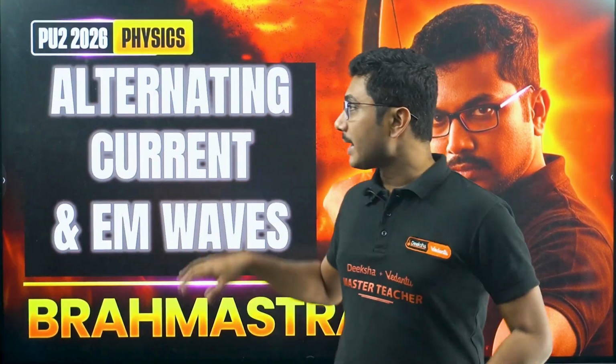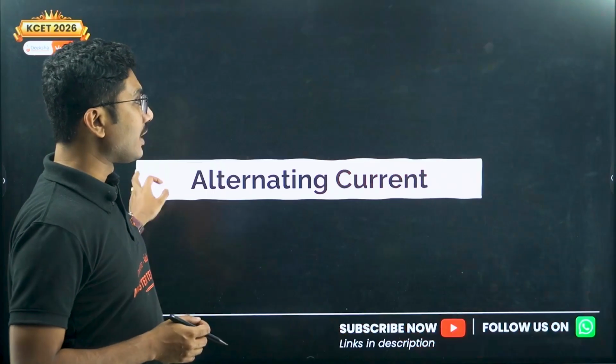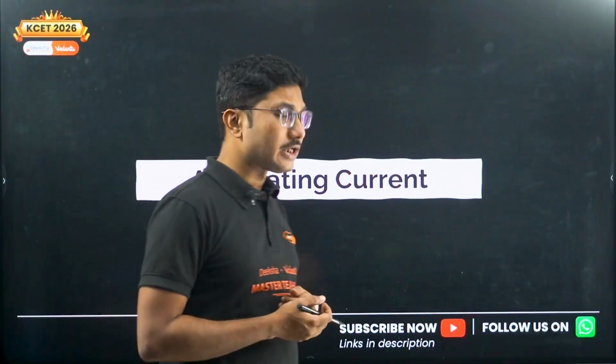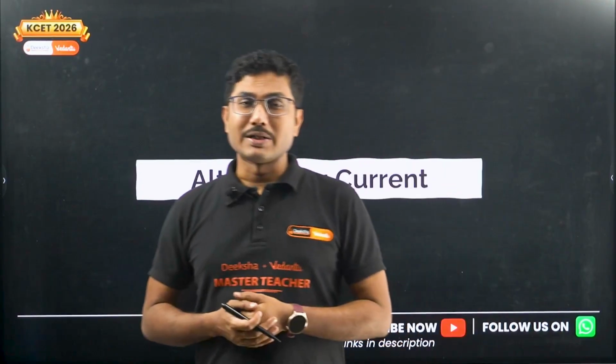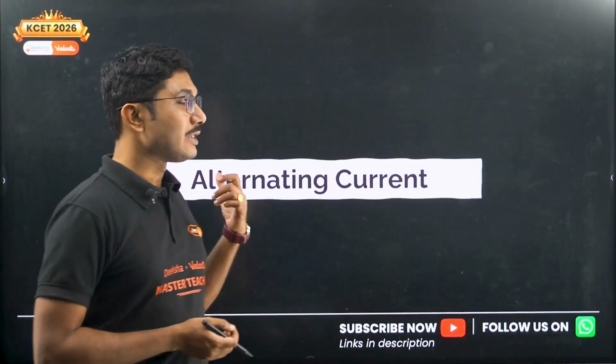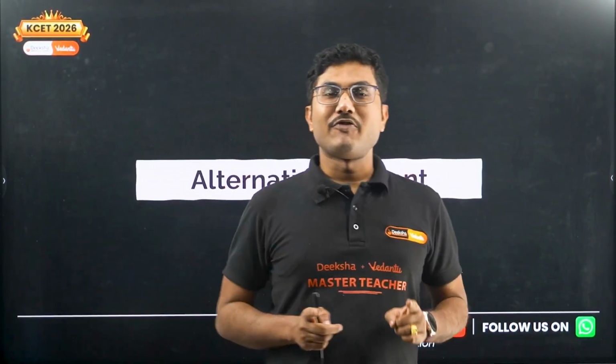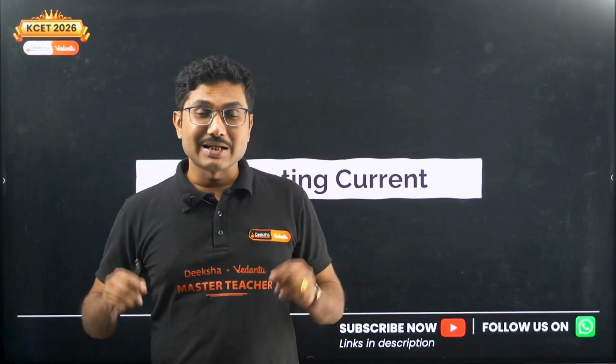Also you should remember that from the chapter alternating current you are going to get one full 5-mark question, and according to the past few years' trend as well as the model paper shared by your PU board, the 5-mark question that is supposed to come from this chapter is a numerical question. So what are we going to expect from this chapter? First we are going to discuss alternating current, and then once it is over we will discuss EM waves.